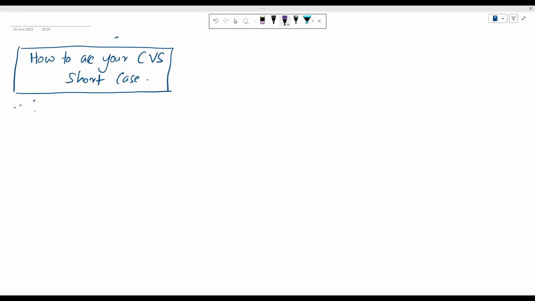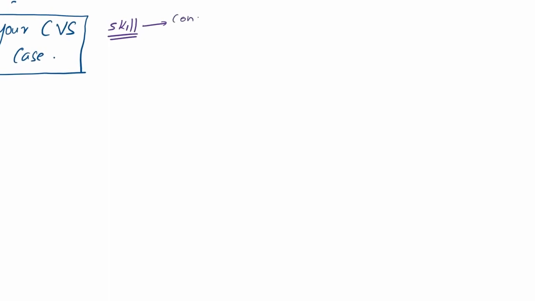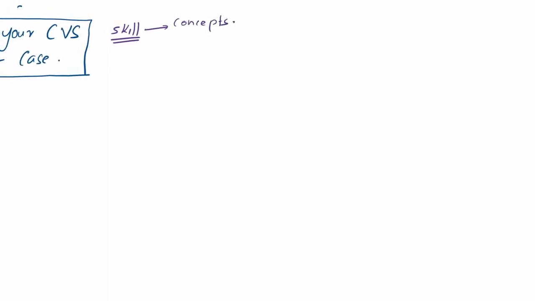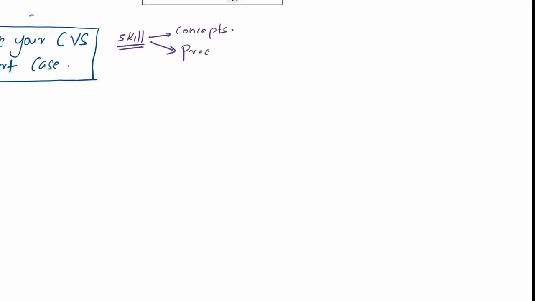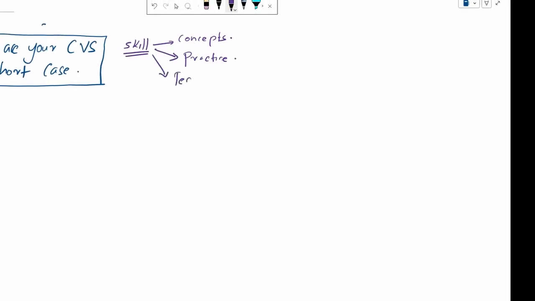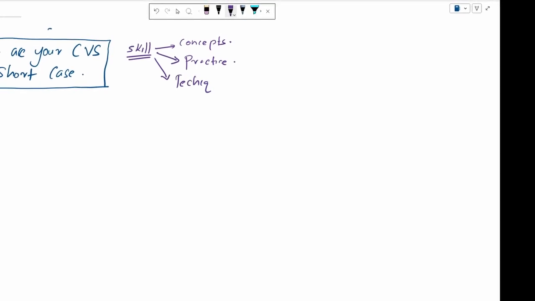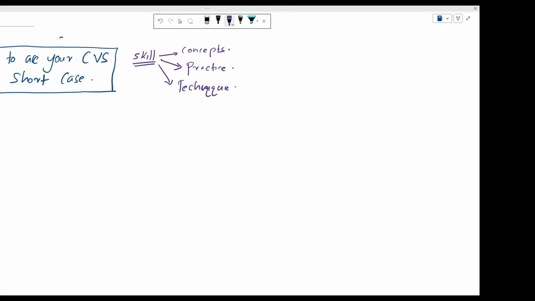So basically, tackling short cases is a skill, right? It involves you to know the concepts, and also it involves you to have practice, okay? And then it involves you to have knowledge about good technique. So the concept, the practice, and the technique. So that is how you ace your cardiovascular system short case.